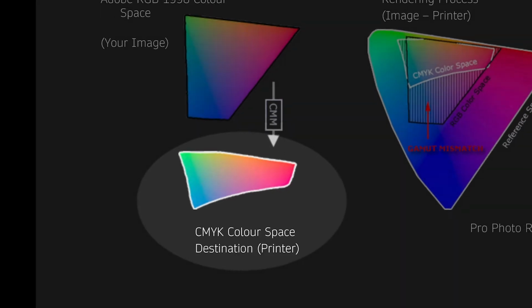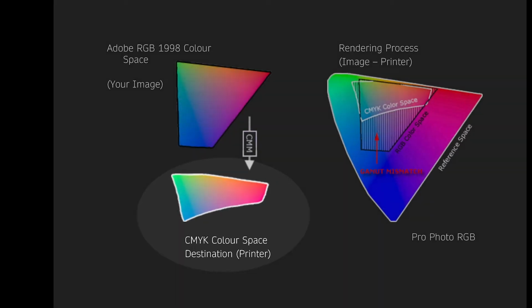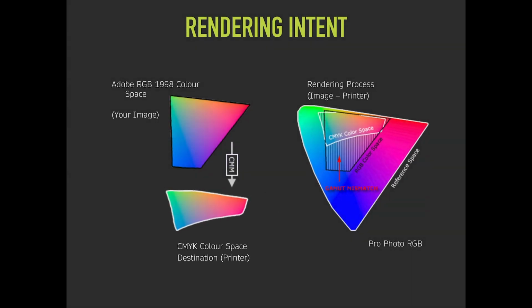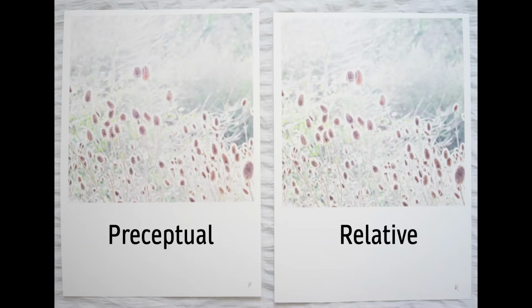Now, as you can see here, it's a lot smaller colour space, and then we get all this out of gamut mismatch, which will basically have to be put into the CMYK working space for us to be able to get a decent print. And it does this by rendering intent. There's two types of rendering intent that we need to be concerned with as photographers. One is perceptual and one is relative.